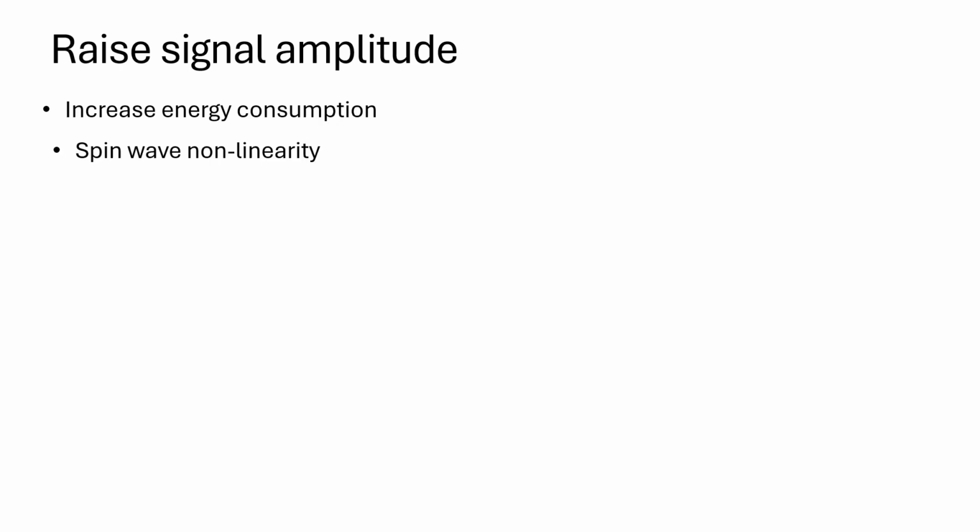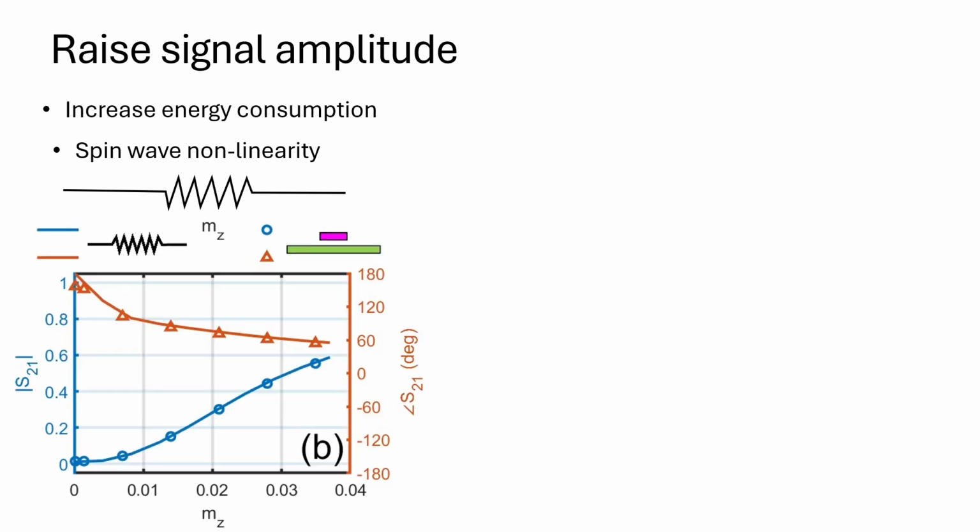However, there are also concerns regarding this. Firstly, increasing signal amplitude implies increasing energy consumption of the magnonic circuitry. Secondly, which is even more severe, is the nonlinearity of spin wave. Because of spin wave nonlinearity, a lot of magnonic devices fail to function properly at large spin wave amplitude. Take the attenuator as an example. The transmission amplitude depends heavily on the amplitude of the incoming spin waves.